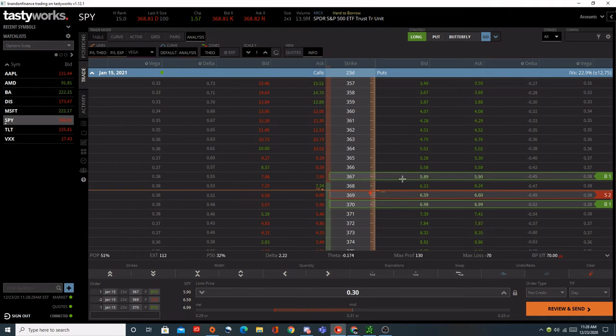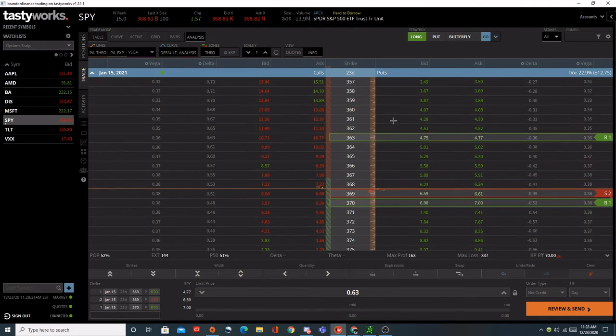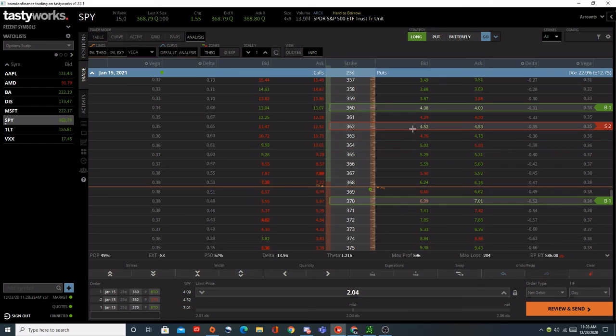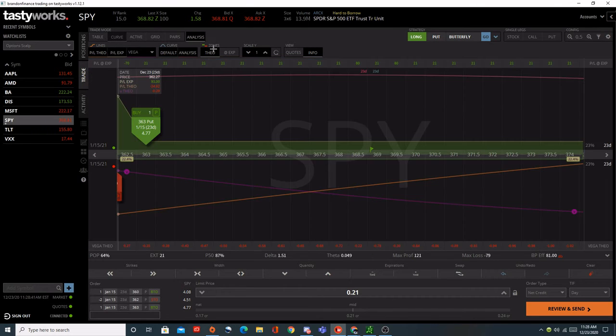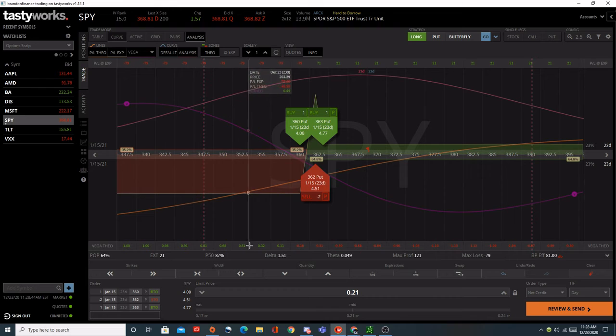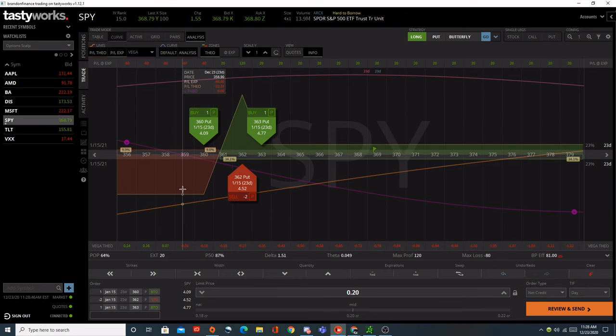And so you can make these high probability trades. I'm going to show an example, but it's really great to do these out of the money like this. If the stock closes above 363, keep in mind it's trading at 368, you are risking $82 to make $19 in credit if it closes above 363.